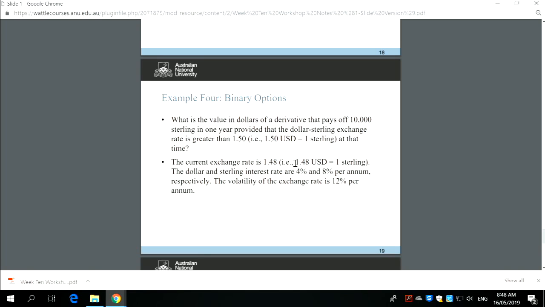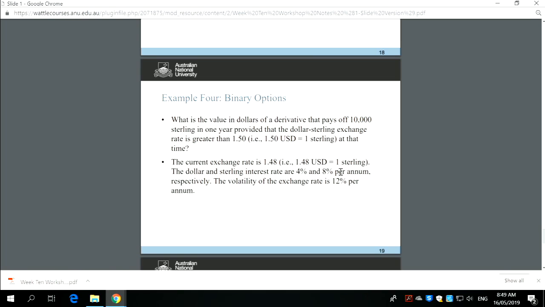Right, so I'm talking about this from the dollar investor's point of view. Sterling to the dollar investor is kind of like an asset, right? Because dollars to the dollar investor will be cash, then sterling from the dollar investor's point of view must be the asset. So if we're thinking about this entire question from the dollar investor's point of view, then this is an asset-or-nothing call option, right? Because you'll be paid 10,000 sterling.